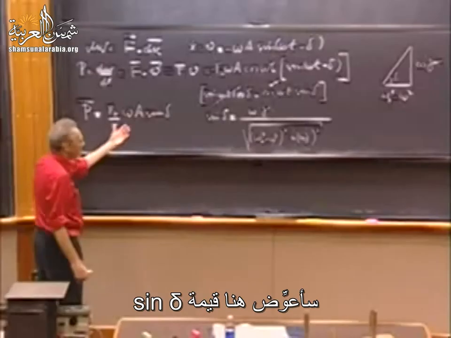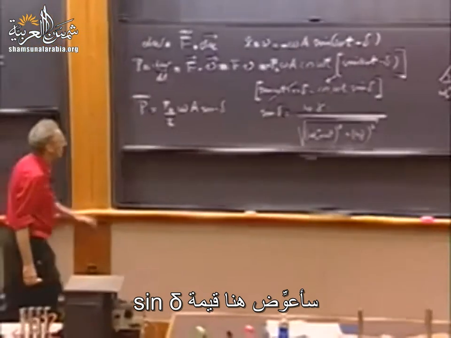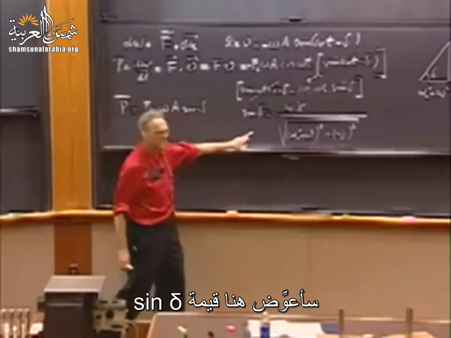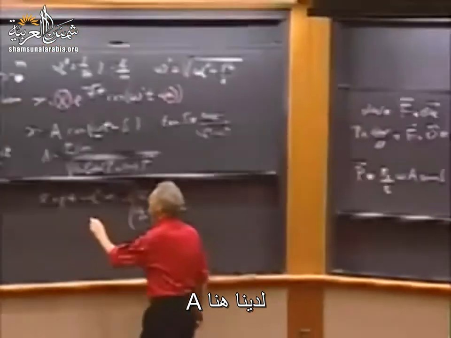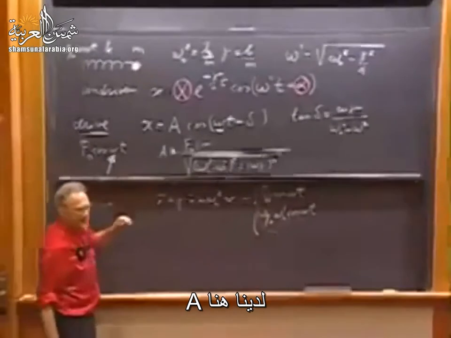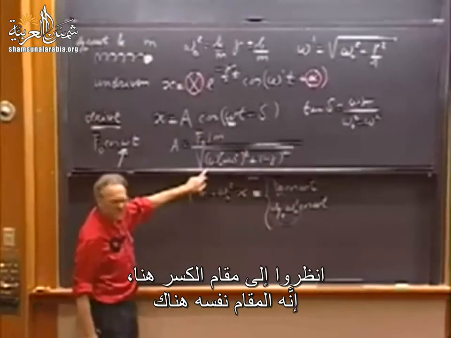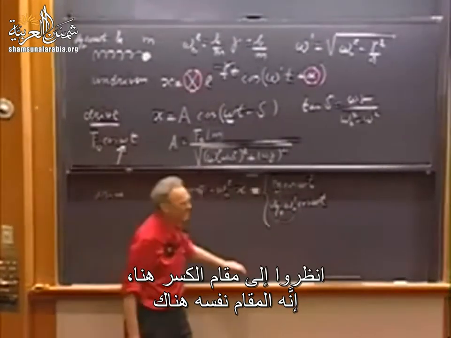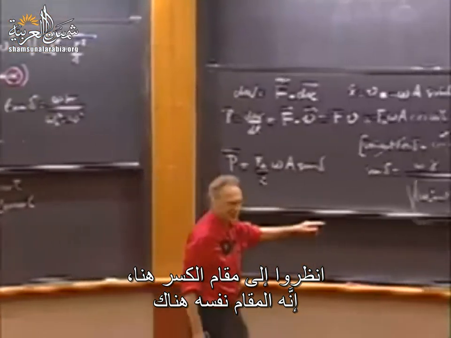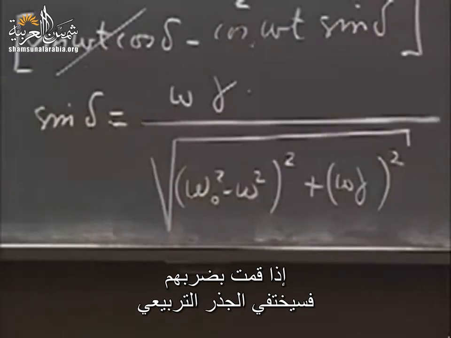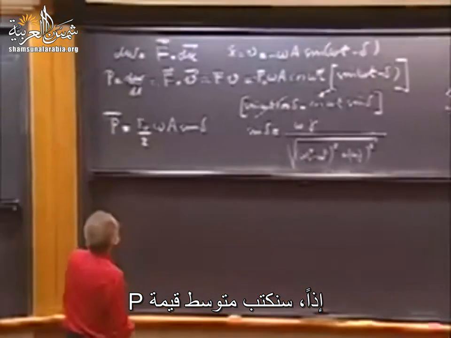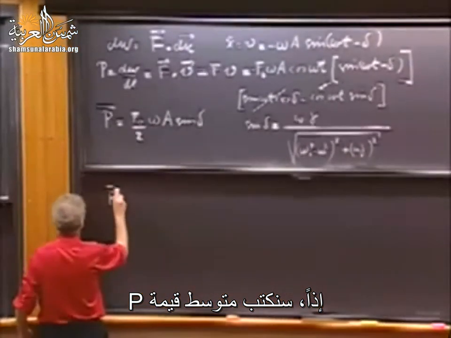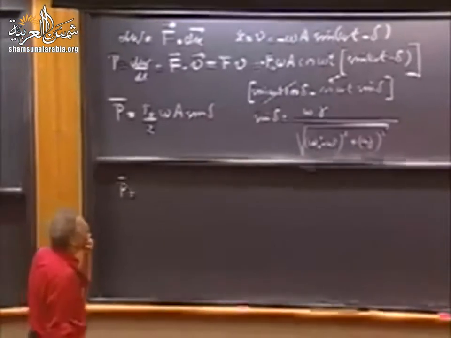So now I can come to a close by substituting in here what the sine of delta is, and I can substitute in here what A is. Here is A. You know what is nice? Look at the downstairs here. It's the same as the downstairs there. So if I multiply them, the square root goes away. So, if I can write down now what P average is, let's go slowly.